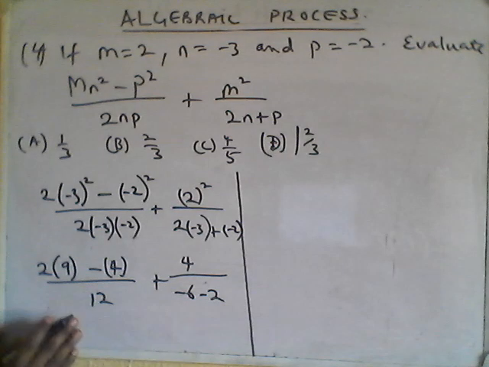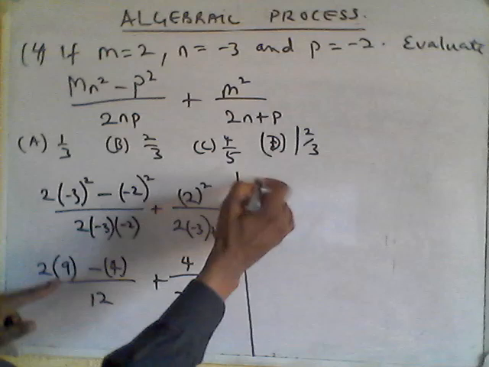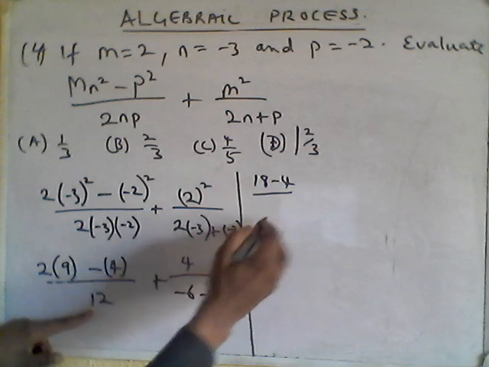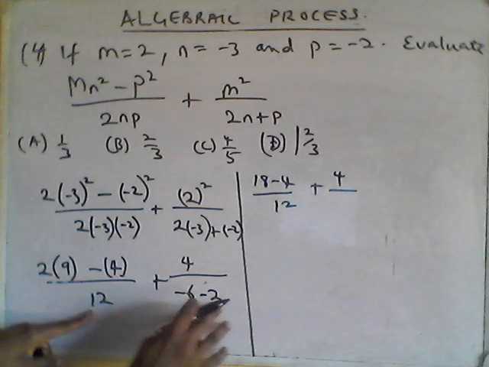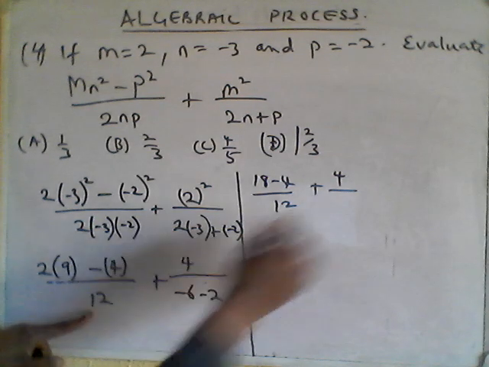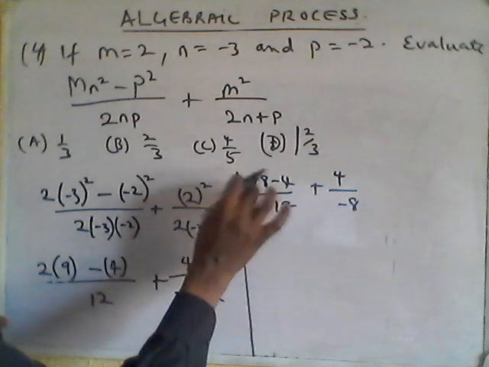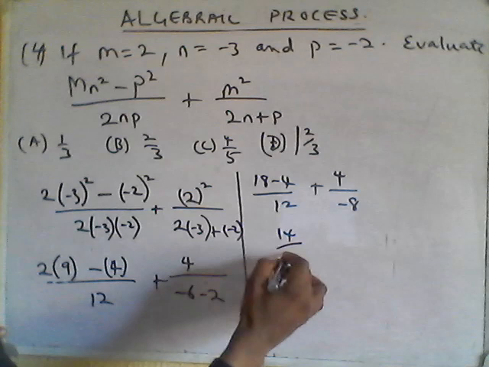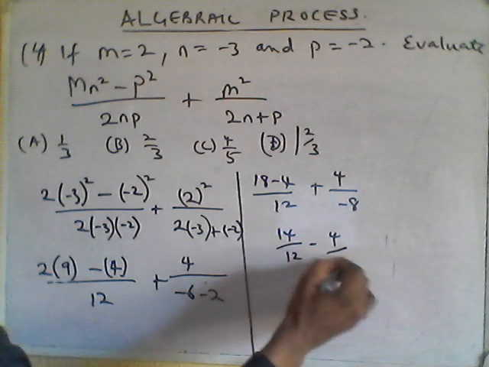Okay, so I continue at this side. 2 times 9 is 18. So I write 18 minus 4 all over 12 plus 4 over this times, minus 6 minus 2 is minus 8. This minus will affect this one inside here. So this is 18 minus 4. 18 minus 4 is 14 over 12 minus 4 over 8.